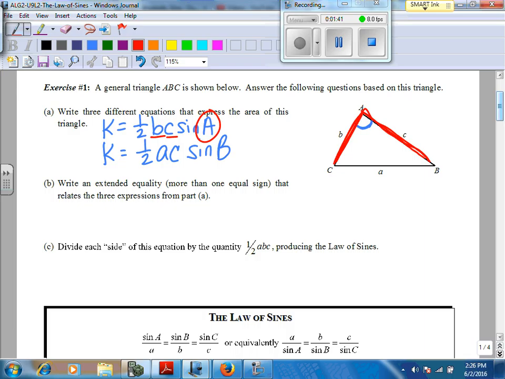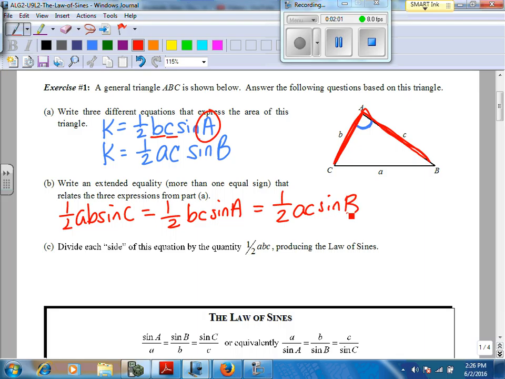Now it says, write an extended equality, more than one equal sign, that relates the 3 expressions from part A. So if I did 1/2 AB sine C equals 1/2 BC sine A equals 1/2 AC sine B, because they're all representing the area of that same triangle, and then I divide each side of the equation by 1/2 ABC, so divide this and this and this by 1/2 ABC. This will cancel, this will cancel, this will cancel.